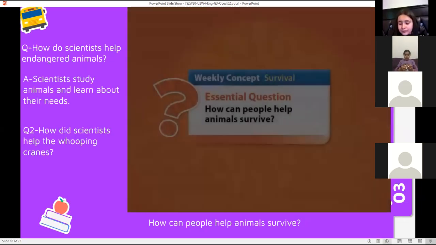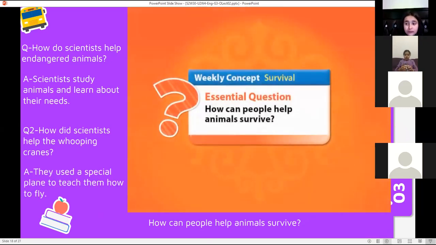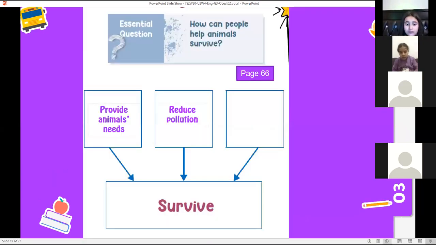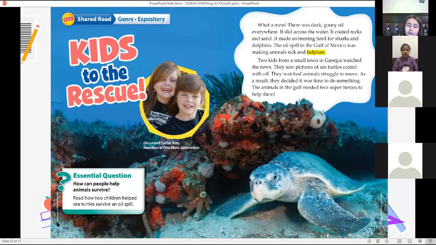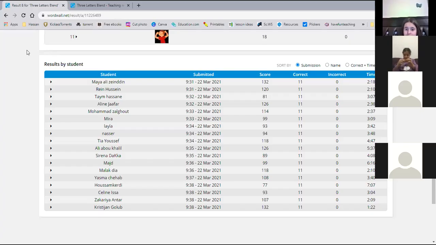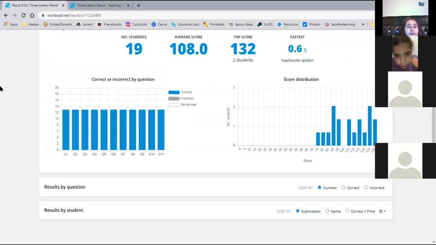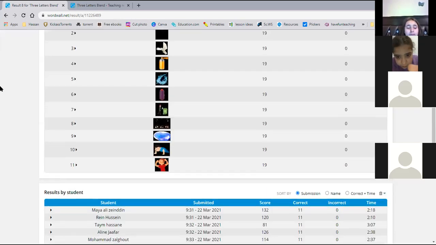The lesson is, let me show you which page is the lesson. 150. So you can find the vocab words on the previous page, like 149 or something. So review the vocabulary words and solve pages 67, 68 on the mega pack. I will repeat: study the vocab words by yourselves and then do pages 67, 68 on the mega pack.